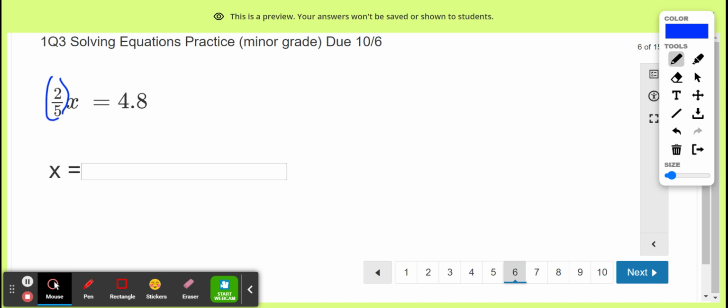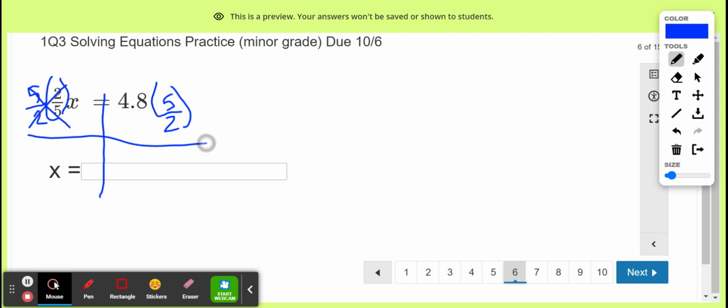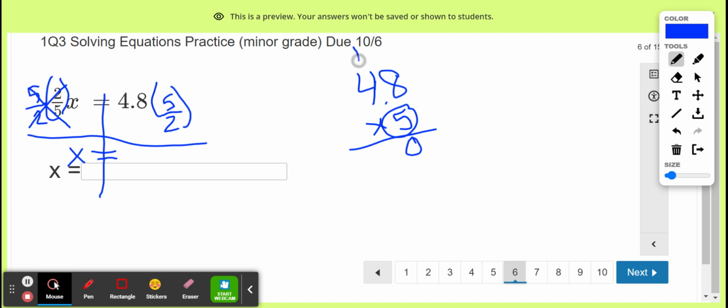So in order to cancel the 2/5, to do the inverse, we're going to invert the fraction and multiply, and then we will do that on the other side also. So times 5 divided by 5, times 2 divided by 2. So we're left with x equals 4.8 times 5. So 5 times 8 is 40, and then 5 times 4 is 20, plus 4 is 24.